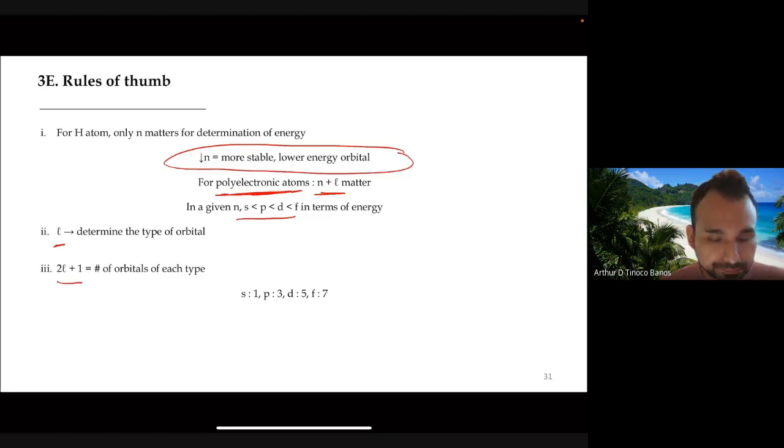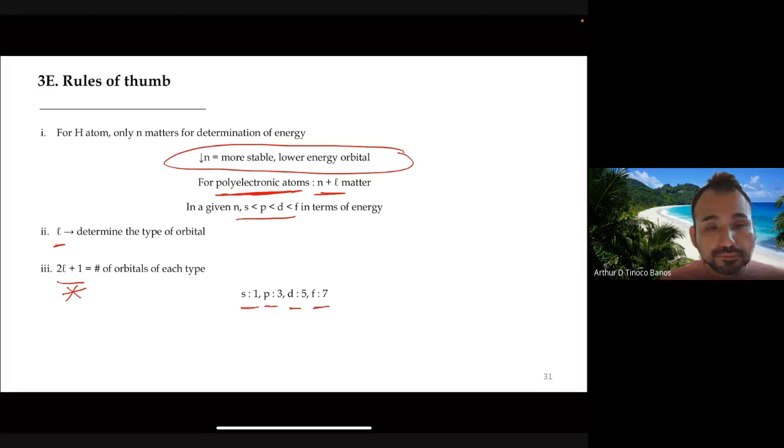Okay, so what does that mean? I mentioned this before, but wasn't too specific here. For the s orbital, remember l equals 0, so you have a total of only one s orbital. The p orbital is l equals 1, and you plug it into this equation here, we have a total of 3 p orbitals. For d, a total of 5 d orbitals, and f is a total of 7 f orbitals.